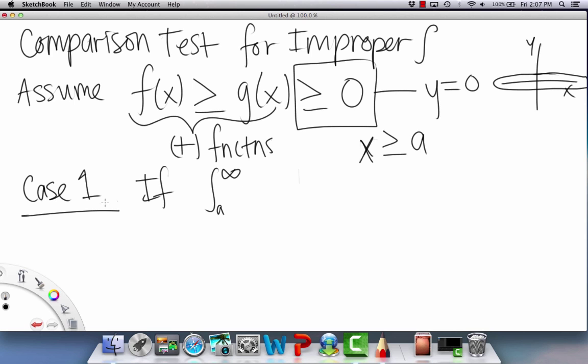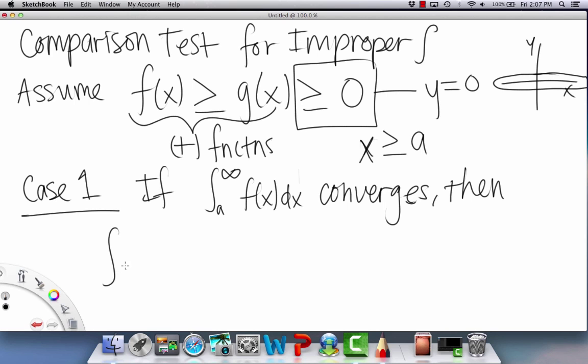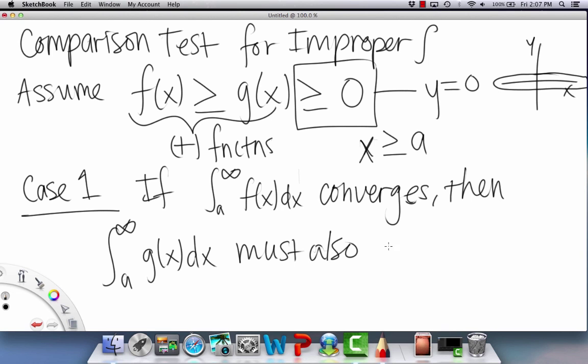So case 1 says, if the integral from a to infinity of f of x dx converges, and remember converges means the limit exists, then the integral from a to infinity of g of x dx must also converge. Okay, so what this means is basically, I'm just going to draw a little diagram.